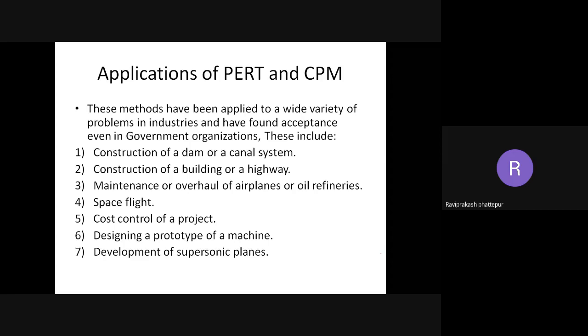Then space flight. See how important space flight is. The smallest of the smallest thing has to be taken care of, otherwise it is a failed mission. Too much money is involved there. There is a time frame because the planets and other things move around.